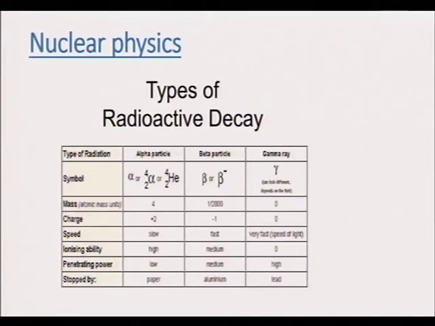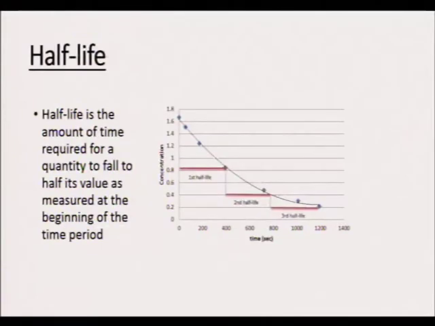And their symbols are given there, and the masses are given, the charge is given, and then we go a bit deeper: the ionizing ability, penetrating power, and which one can stop them. So you need to know these properties very well. It's just a summary of what's in your guide, but if you go to your guide and compare with this table, you'll be able to understand very well.